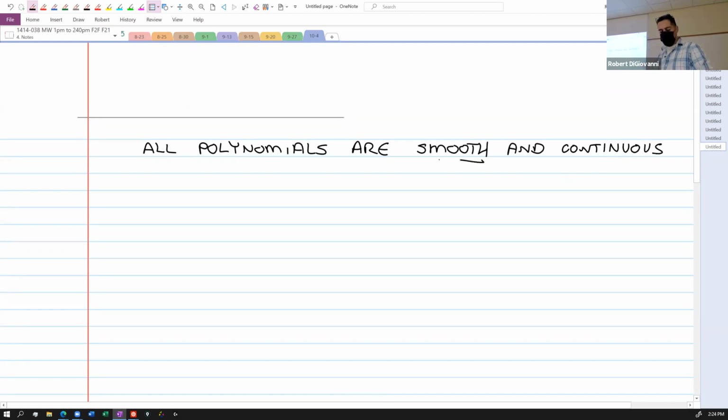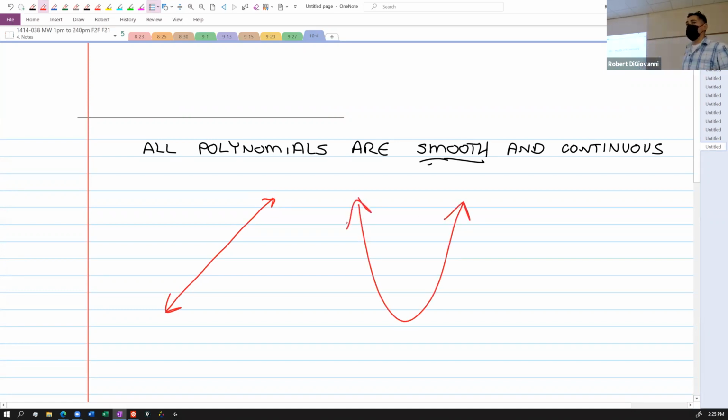So what I mean by smooth is that there's no jagged edges, no corners. It's nice and smooth, okay? Think about a straight line, right? A straight line, that is a polynomial. It's a degree 1 polynomial. All lines are smooth. Parabolas are also polynomials. They're smooth. Continuous means we can draw them without picking up our pencils. So whether you draw a line or a parabola, you can draw it without picking up your pencil.